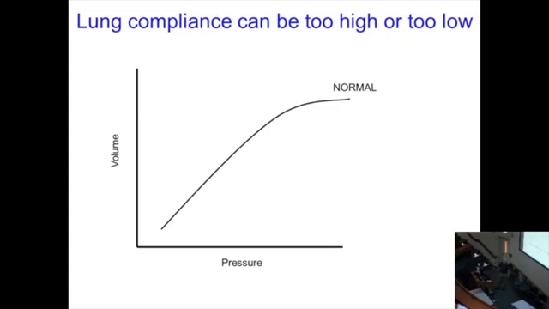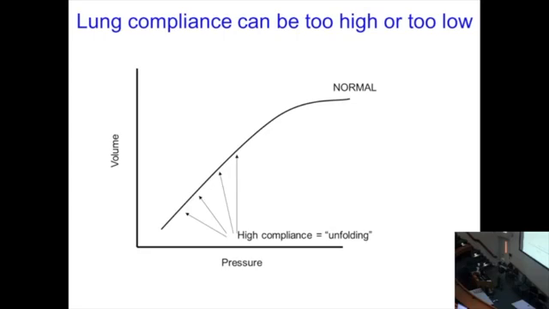And what we'll do quite a bit of is talk about the normal situation, and then talk about what happens if things are not normal. It turns out that with lung compliance, there are problems if it's too high or if it's too low. This curve is a little bit complicated. It's not a straight line. It's steeper at the bottom.